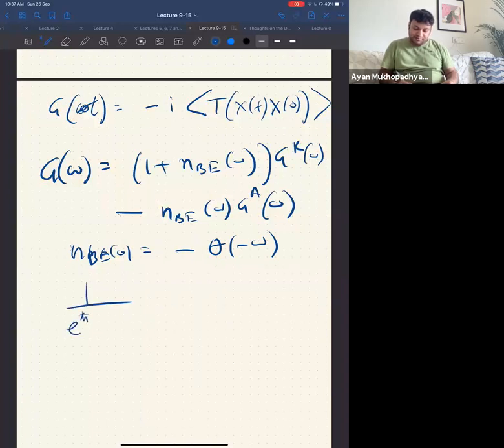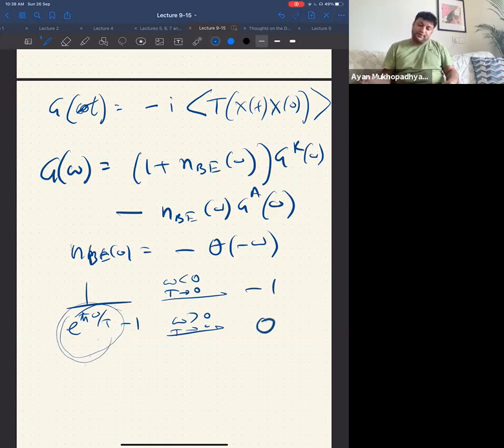So what is nbe omega? It is 1 over e to the h bar omega by t minus 1. When t goes to 0, if omega is less than 0, this object becomes 0, sorry, and then this goes to minus 1. And when omega is greater than 0 and t goes to 0, then this object becomes infinity, and therefore the whole thing vanishes. And this exactly is what theta of minus omega is.